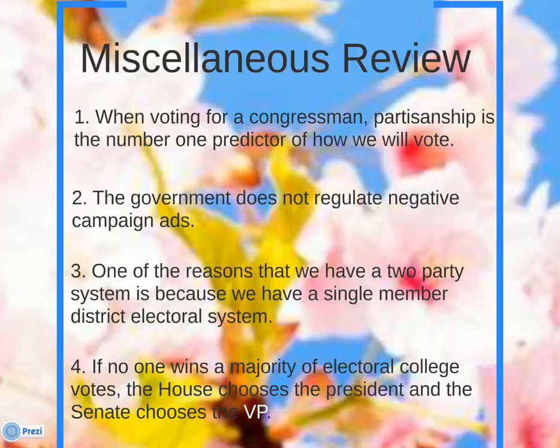If no one wins a majority of electoral college votes, the House chooses the president and the Senate chooses the vice president, which is why we were worried in 2012 because the vote looked very, very close. Because the House is controlled by the Republicans, we feared that we would have a split presidency. We would have Mitt Romney chosen as president, and then because the Senate is controlled by the Democrats, they would choose Joe Biden. So that would have been the ticket had President Obama not won the majority of electoral college votes.